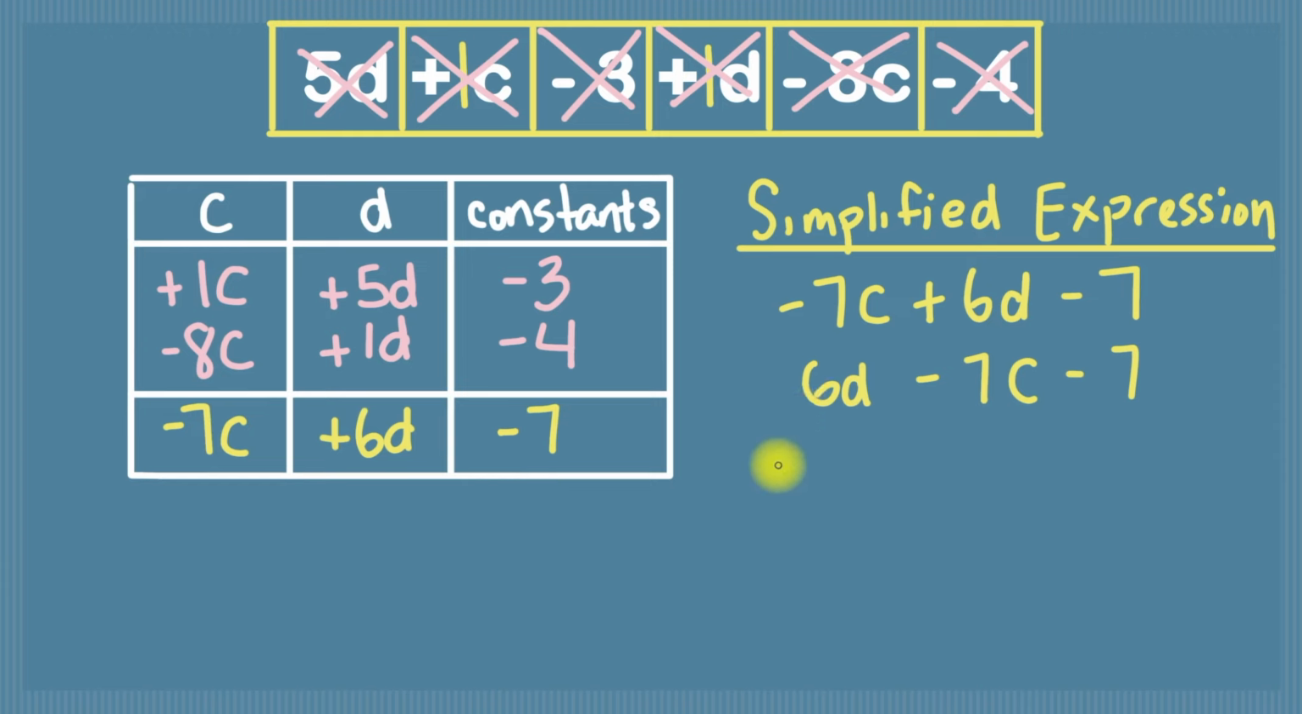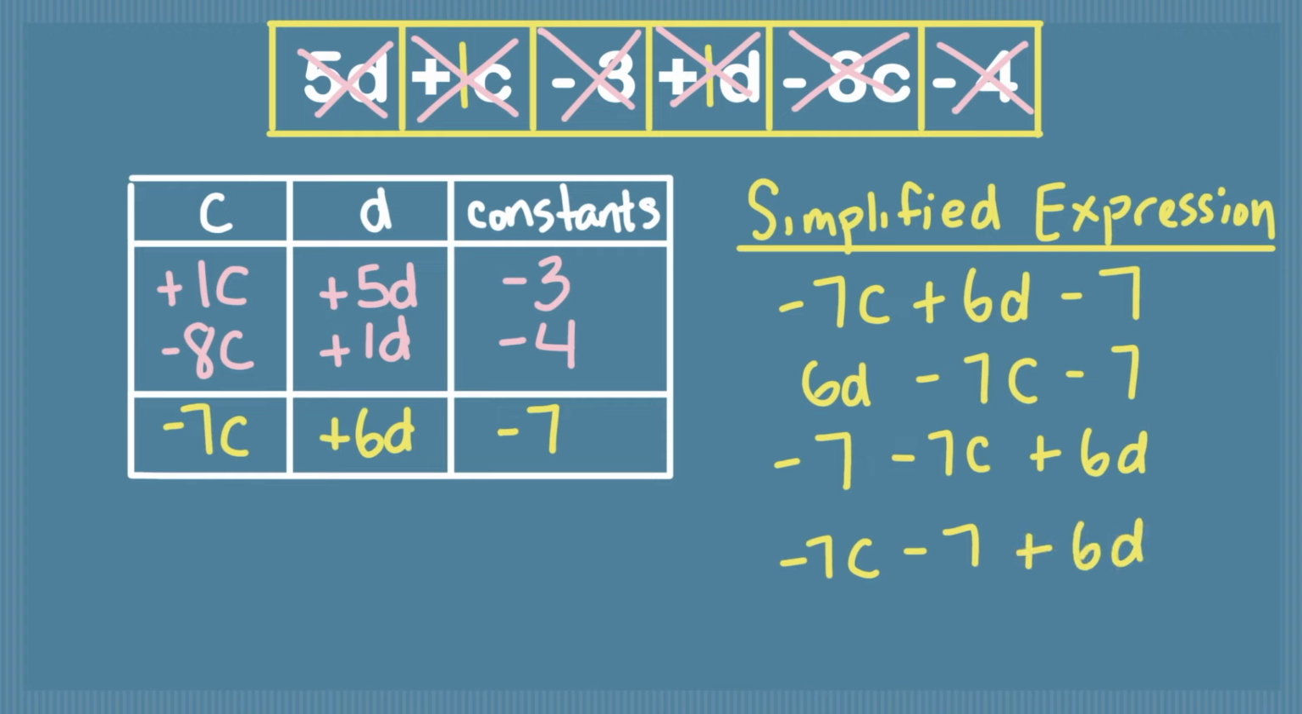So you could write it as negative 7 minus 7C plus 6D. You could even write it as negative 7C minus 7 plus 6D.